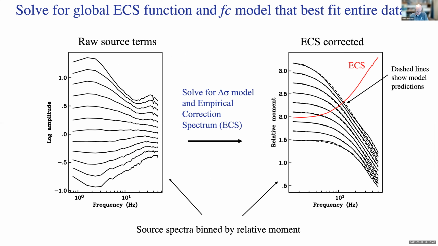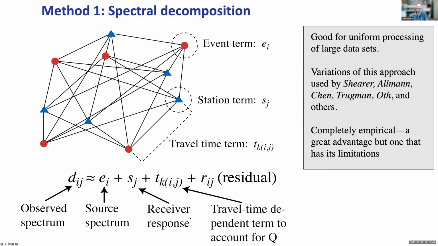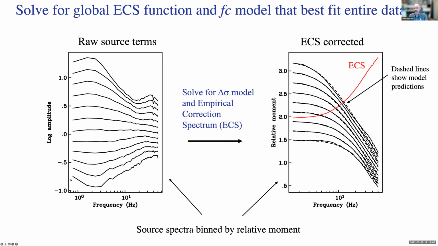So to sort of try to make a long story short, when you do the spectral decomposition, you get these source terms, but we have a problem because this is a non-unique decomposition, in that we could add a term to the source spectrum and we could subtract it from the receiver spectrum, and that's not going to change the data. So we need to constrain the results somehow.